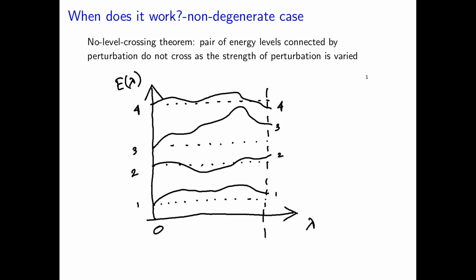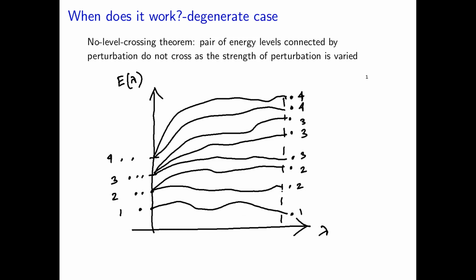Now we'll repeat the same thing for a degenerate system. It turns out that for a degenerate system, things are a little different and more complicated, which we will learn in the next topic in the course.